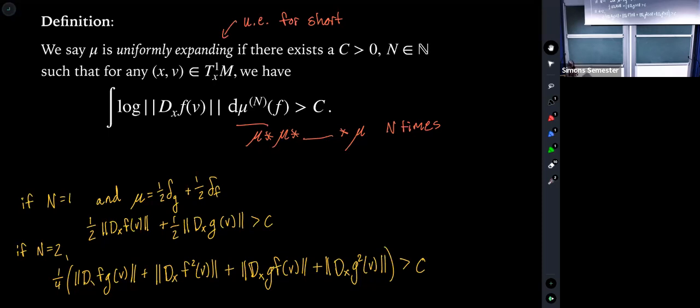So let's do a quick example of what this actually looks like. If I take a volume preserving diffeomorphism F, this thing will never be uniformly expanding. So if I put a point mass just on F, this is never uniformly expanding.